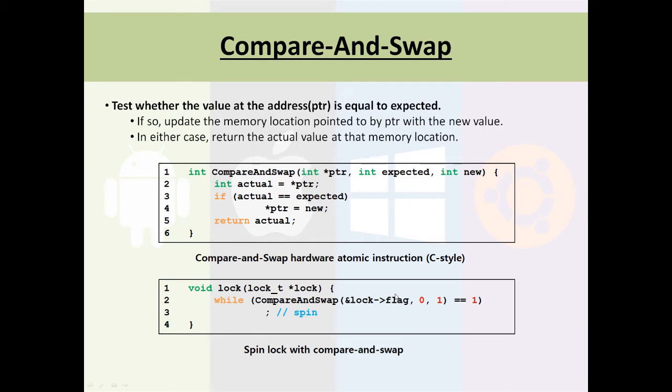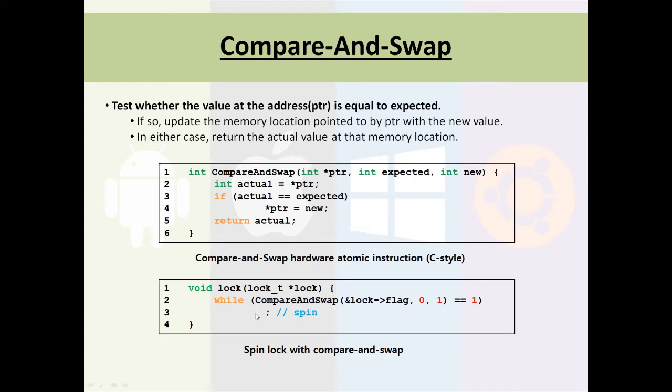Say our flag value was 0, and we expected 0. In that case, our actual value will equal 0. Actual will equal the value at this pointer, which was 0, hypothetically. Because actual is equal to expected, 0 equals 0, this is cool. We then update the pointer value to equal new, which is 1, and we return actual. So this will return 0. 0 is not equal to 1, so the lock will return.